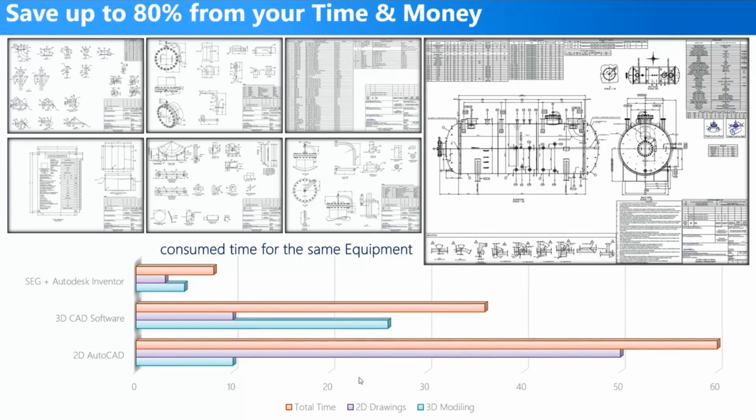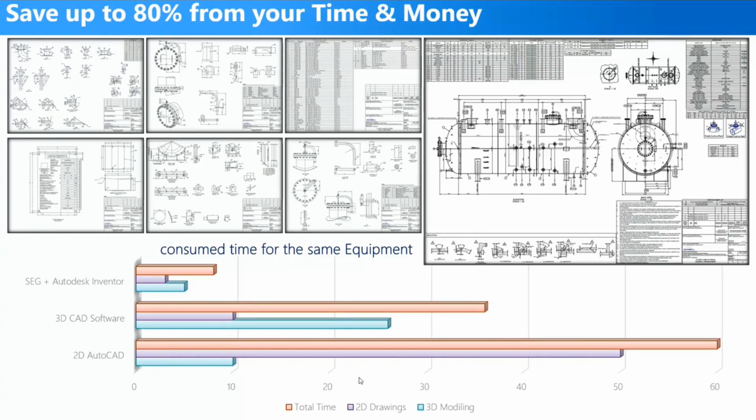By using another method, a pure CAD software like SolidWorks or Autodesk Inventor, we consumed around 25 hours to generate the 3D model and around 10 hours to generate the fabrication drawings, totally around 35 or 38 hours to generate the complete 3D model and detailed drawings.